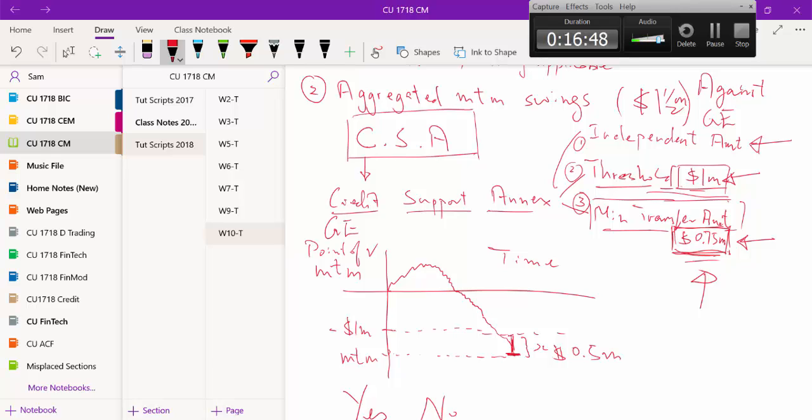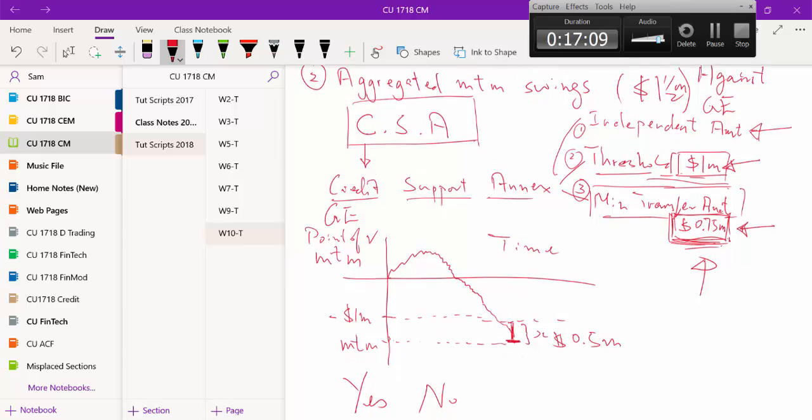And I will discuss with you another example of what you can do with just 2 simple numbers. But let's just say for now, it is 1 million for the threshold and 0.75 for the minimum transfer.